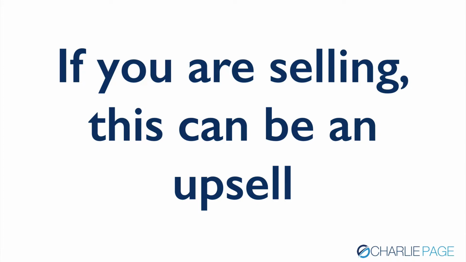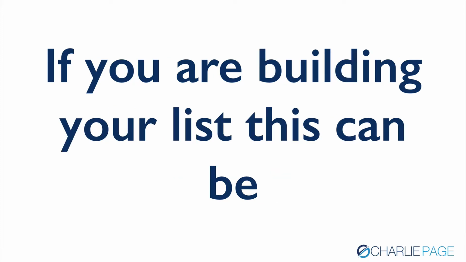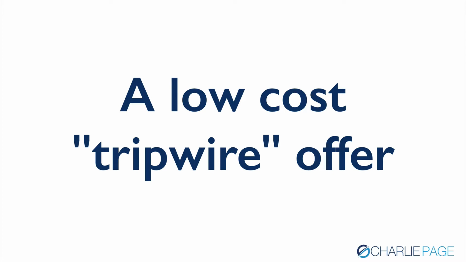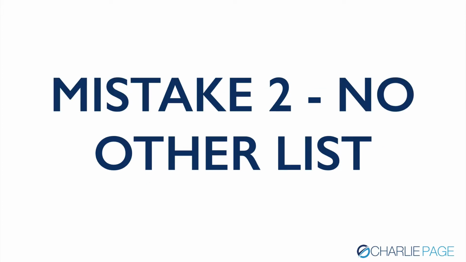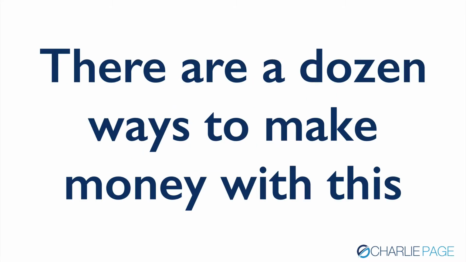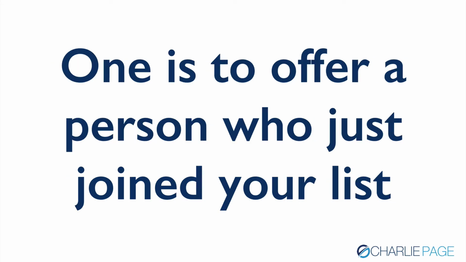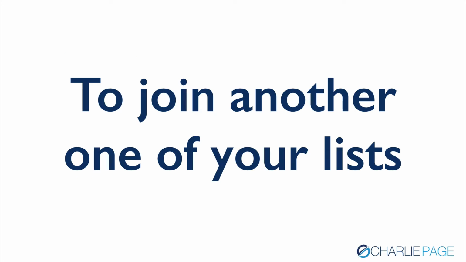Now, I'm not advocating you have those 5 or 9 upsells that people are trapped into, but I'm talking about just making a consistent, congruent offer with whatever they just did or purchased. If you're building your list, this can be a low-cost tripwire offer, or if you're selling something, it can be a logical upsell. Mistake number 2, not asking them to join another list. There are dozens of ways to make money with this. One is to offer the person who just joined your list to join another one of your lists. That can be very powerful.